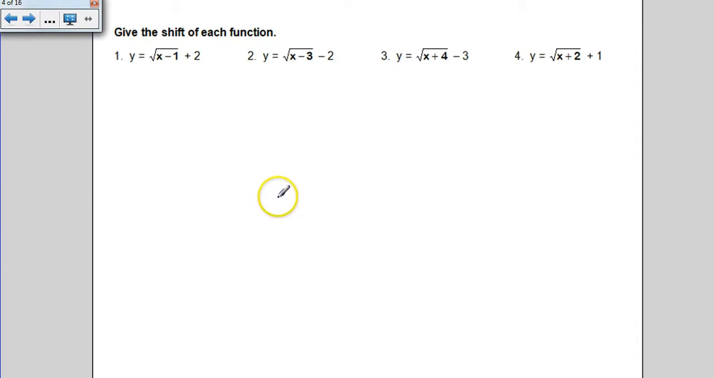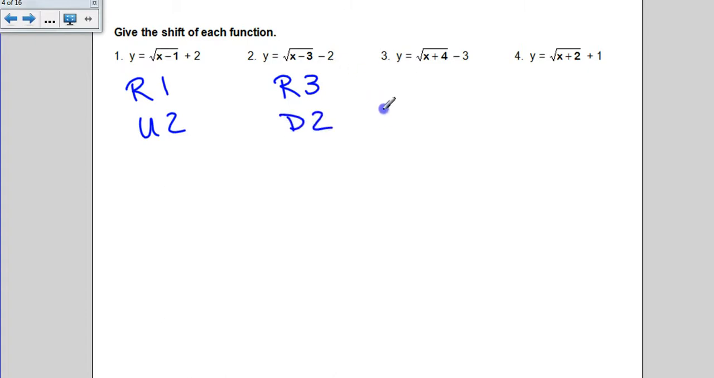So let's talk about how these next few problems have been shifted. The first example shows you x minus 1 inside the square root and then plus 2. Now remember, inside the radical or parentheses or the absolute value bars is always opposite. So when you see a minus 1, that really means right 1. And then the plus 2 on the outside means it's been shifted up 2. So for number 2, I think we've been shifted right 3 units, because it's always opposite inside by the x, but then down 2 units, because negative 2 is on the outside.